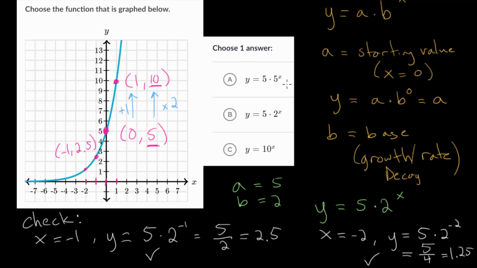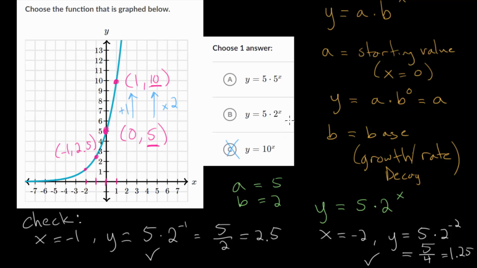And I also mentioned that you could approach this the opposite way. We could start with the equations and just plug in different x values to see if they work. For instance, when you plug in 0, you would get 5 here, which is correct. You would get 5 here, which is correct. But here, 10 to the 0, that's just 1. So you can eliminate C right away.